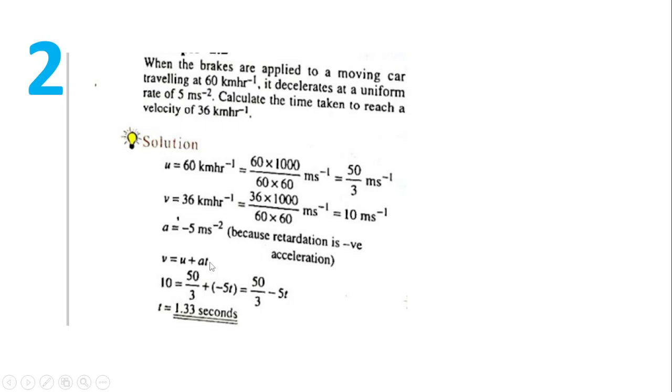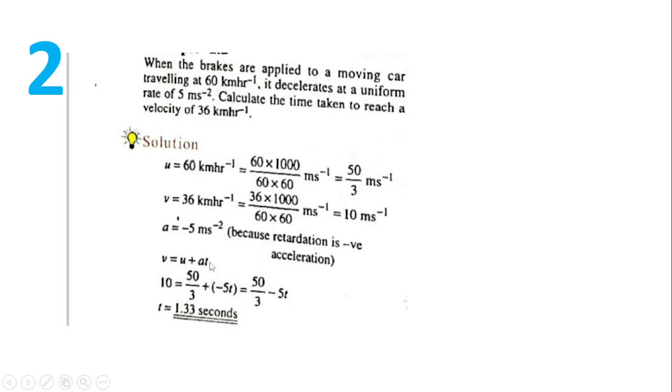Question 3. A car accelerates uniformly at a rate of 10 meters per second square from an initial velocity of 36 kilometers per hour for 30 seconds. Find the distance covered during this period. We have to find the distance covered. You should know that the first formula we'll be using will not work for it.